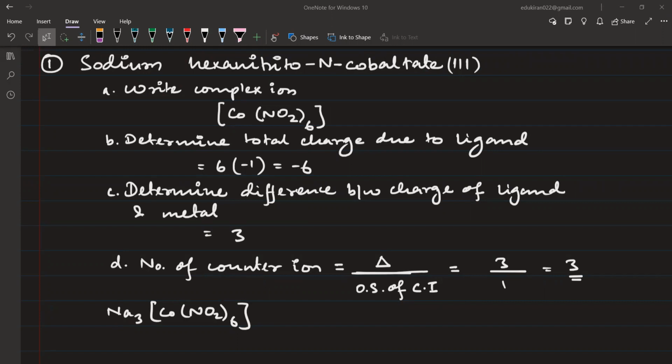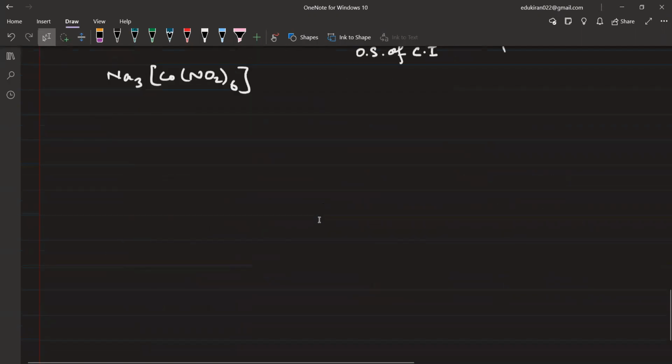एक एग्जाम्पल करेंगे जहां पे आपके पास where you are going to have charge, जहां पे काउंटर आयन नहीं मिलेगा आपको। Right, next one.